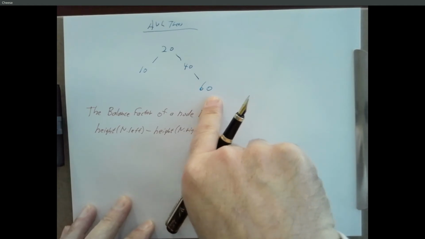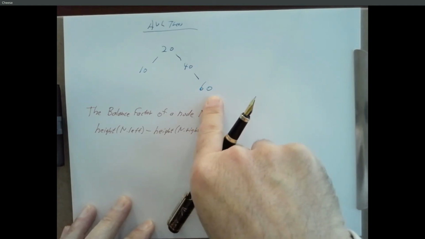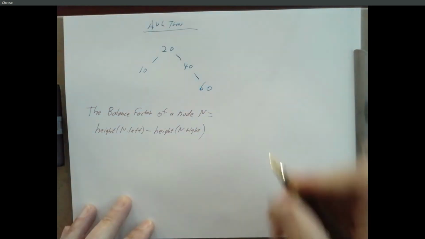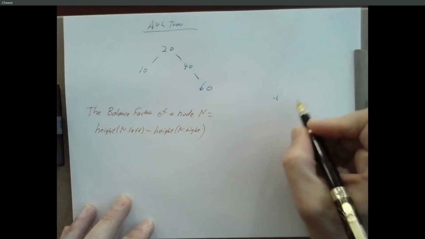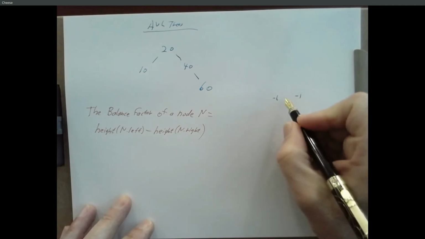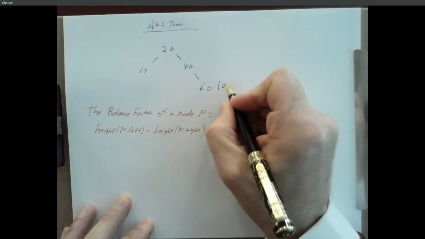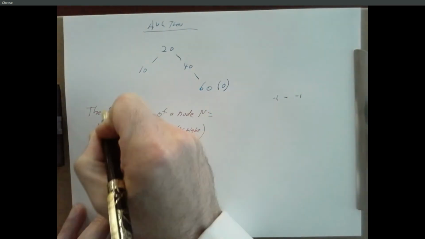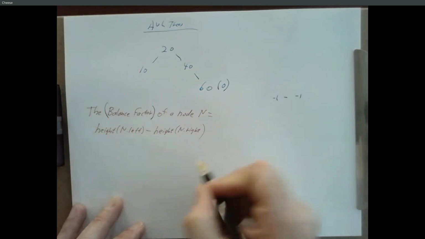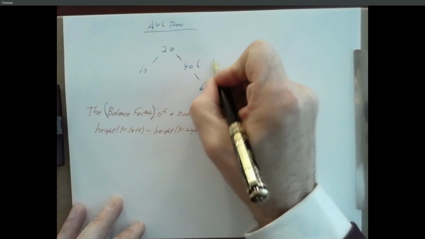What's the left subtree of this node? Null, and what's the right subtree? Okay, height of a null is -1. Height of the null on the right is -1. Subtract those. What's -1 minus -1? 0. That's 0. Okay, so I'm going to put balance factors in parentheses. Okay, what about the 40?